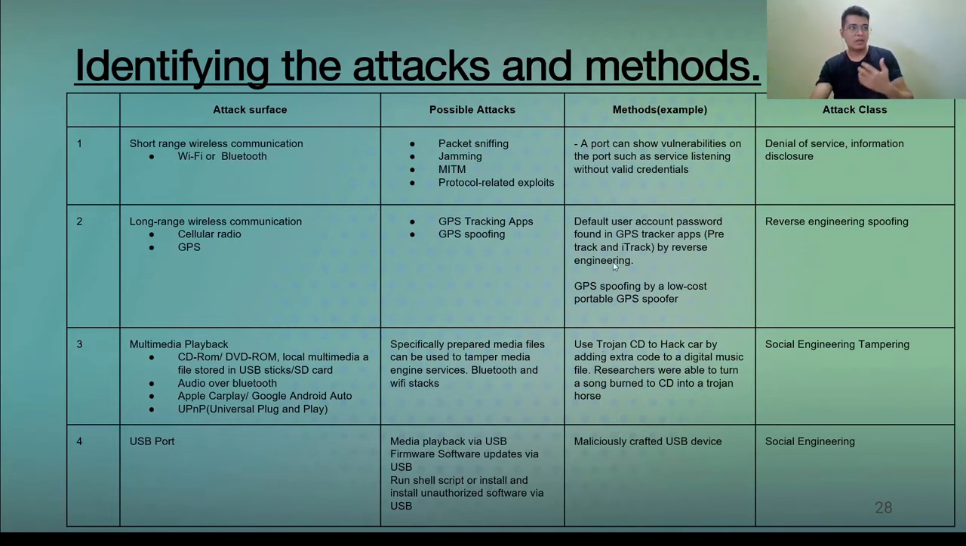The method could be to use a Trojan CD, as I told you, and researchers were able to turn a song burnt on a CD into a Trojan horse. So a virus could be inserted into your vehicle. What is the attack class? Social engineering tampering. Why social engineering tampering? Let's say you go into an Uber and ask the driver that you want to plug in your USB and play your songs. Maybe he will allow you. So this could be social engineering tampering.